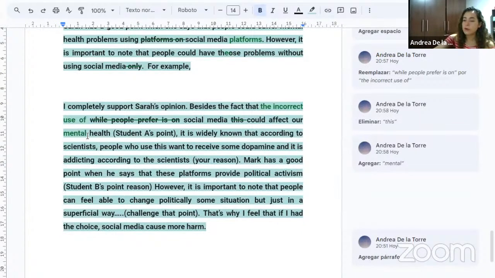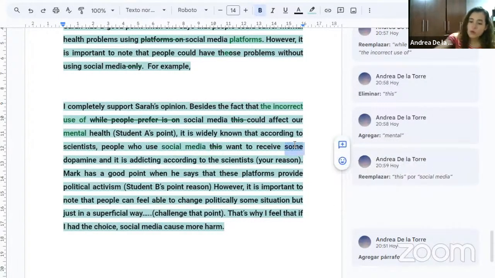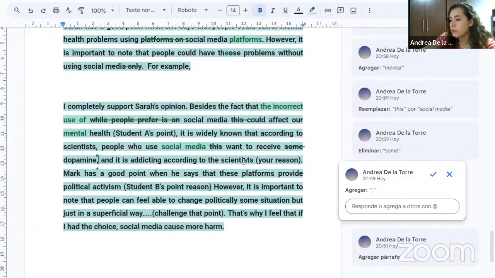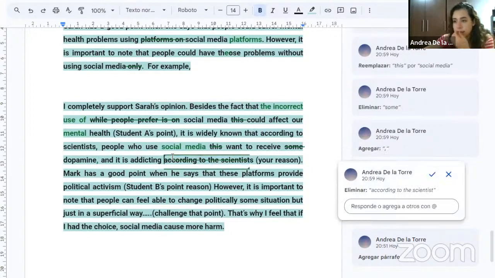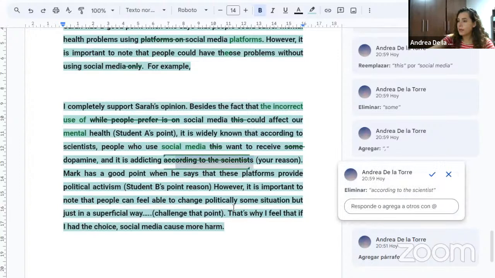Entonces, it is widely known that, according to scientists, people who use social media want to receive dopamine, and it is addicting, according to scientists. Muy bien. No repetiría according to scientists, porque ya lo dijimos antes, pero sí podríamos decir, and it is addicting, or this can be addicting, or it can become addicting. Or people can become addicted, tal vez. Pero está muy bien. En cuanto al contenido, está muy bien. Un poco de gramática, no repetir las frases. Pero está muy bien. Yes, it's okay, Natalia, don't worry.